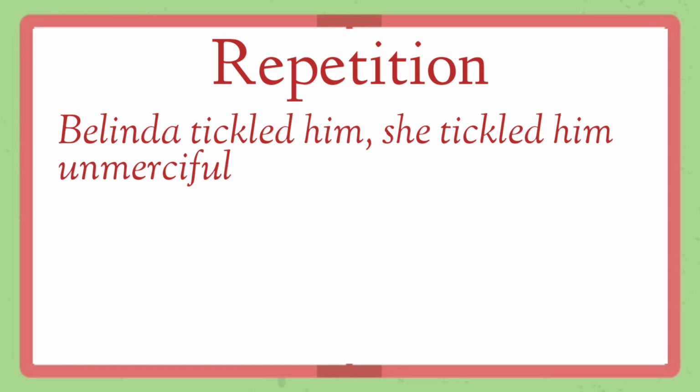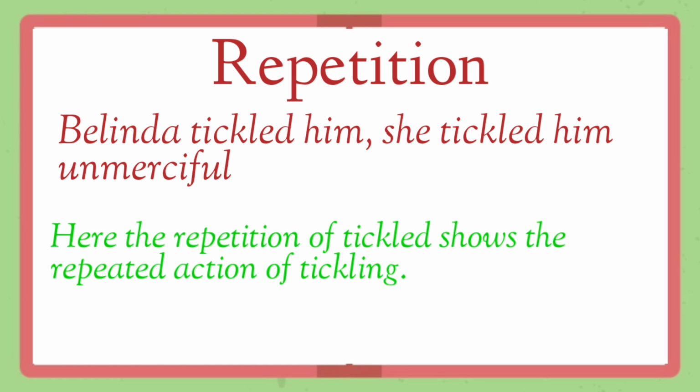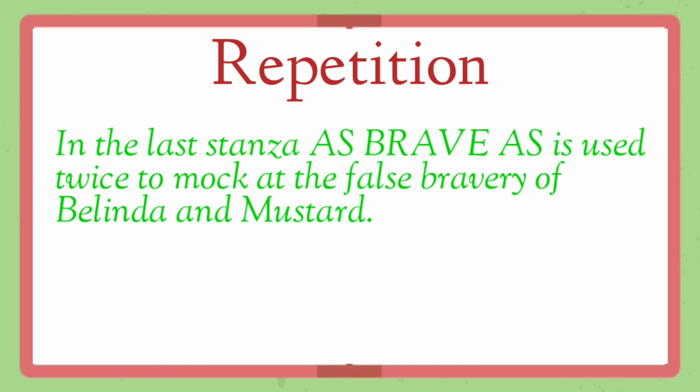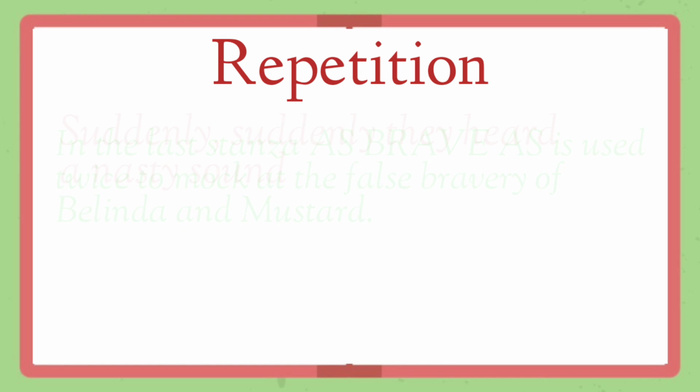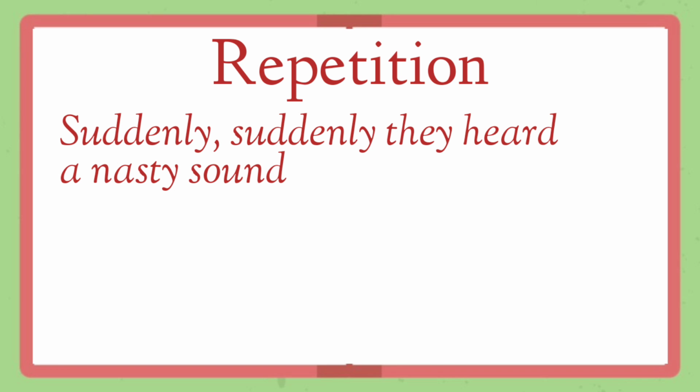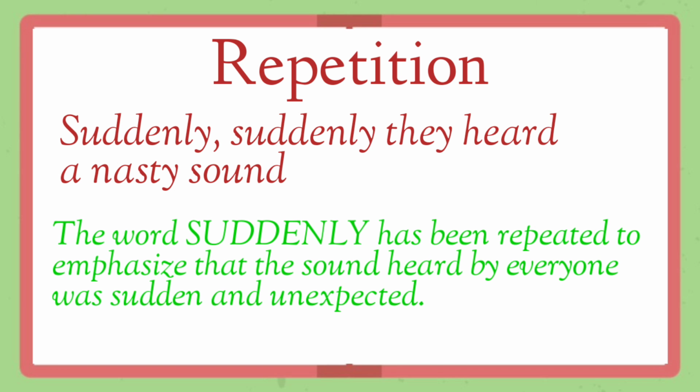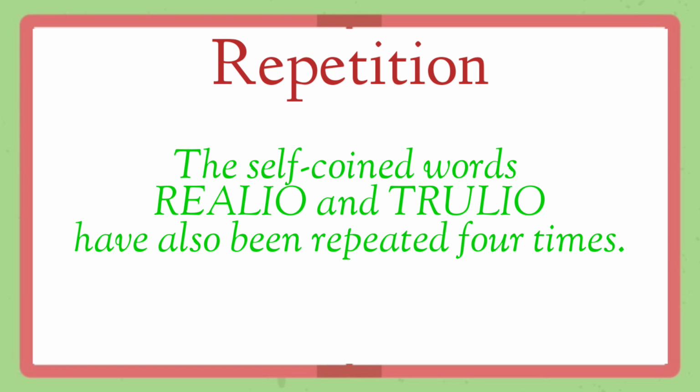The second example is "Belinda tickled him, she tickled him unmerciful." So here the repetition of the word tickled shows the repeated action of tickling. Then in the last stanza, "as brave as" is used twice to mock the false bravery of Belinda and Mustard. Then we also have the example "suddenly they heard a nasty sound." So the word suddenly has been repeated to emphasize that the sound heard by everyone was sudden and unexpected. Then there are the self-coined words, that is, realio trulio. They have been repeated 4 times in the complete poem.